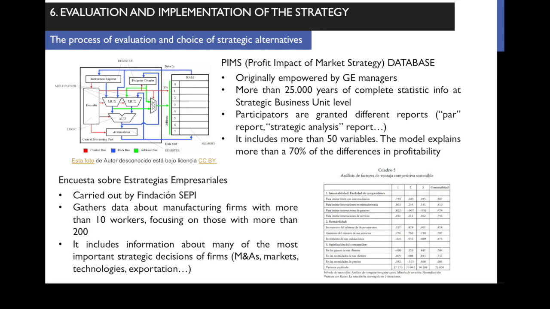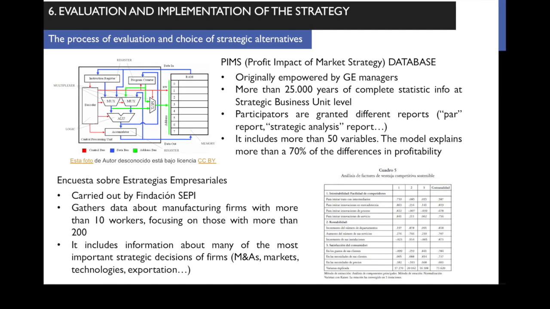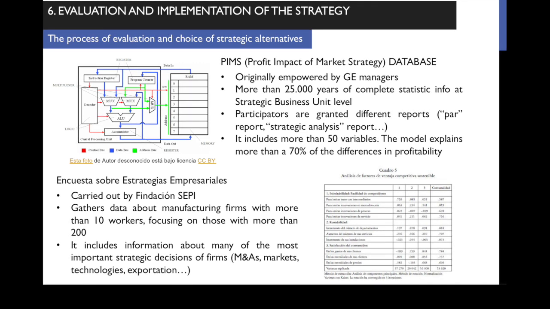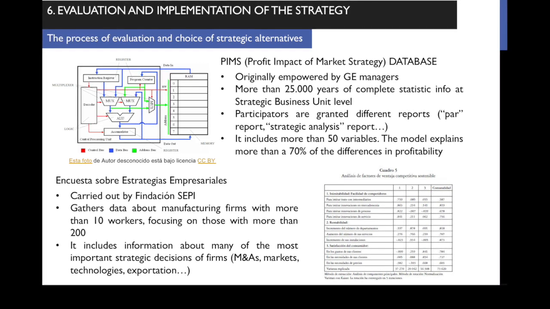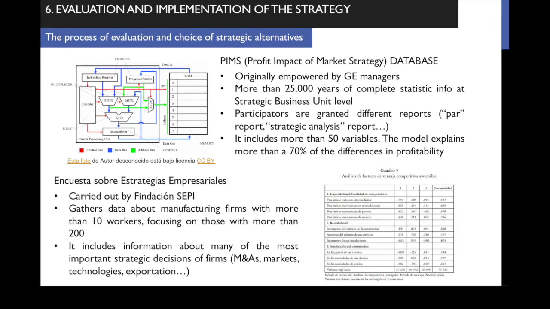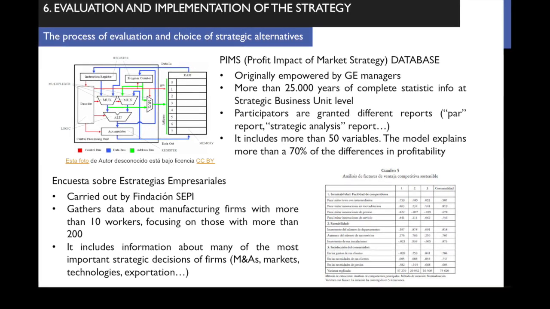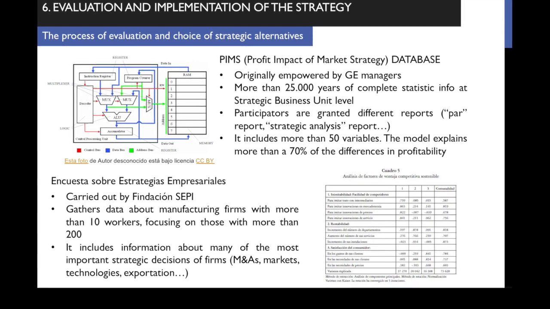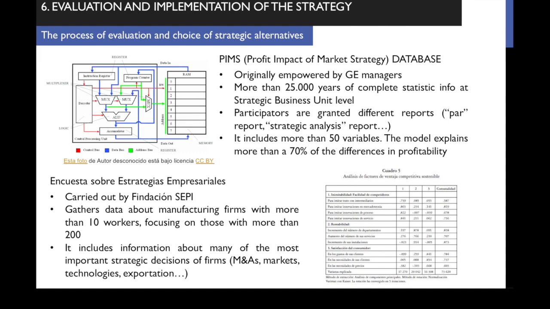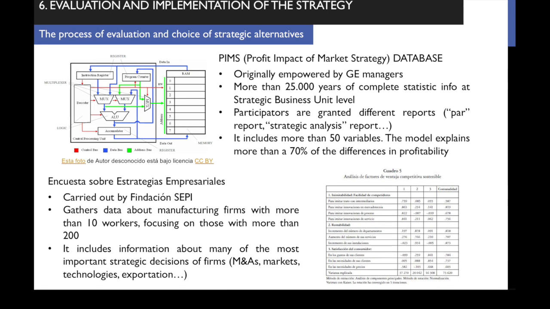Well, first of all, PIMS, Profit Impact of Market Strategy. This database was originally created by General Electric managers. They wanted to know which were the drivers of the profitability of the different strategic business units. Afterwards the database got released from General Electric. Now it's an independent database, and it puts together more than 25,000 years of complete statistic information at the SBU level of different companies, okay?